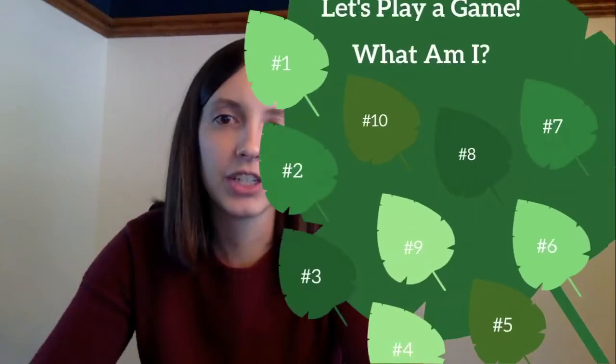I am garlic. Now, what part of the plant do you think garlic is? Well, if it's like an onion and it's grown under the ground, it is a root. All right, next clue.